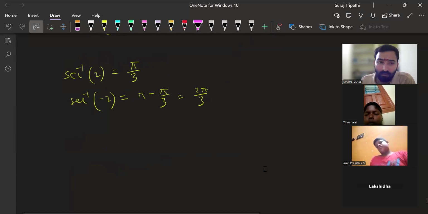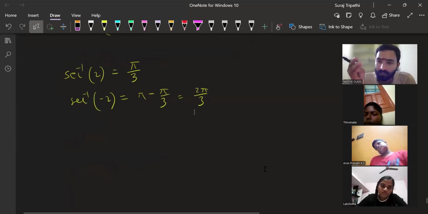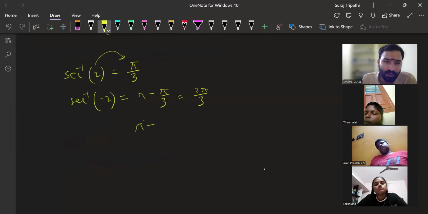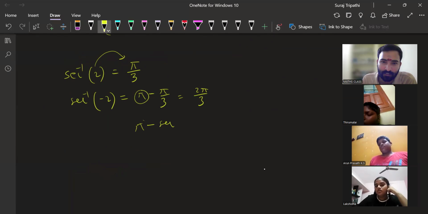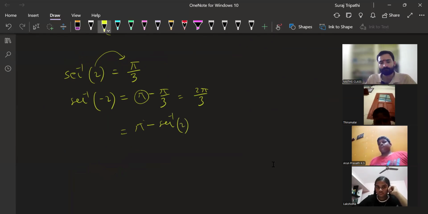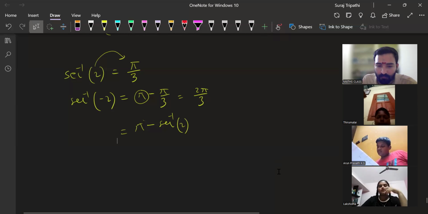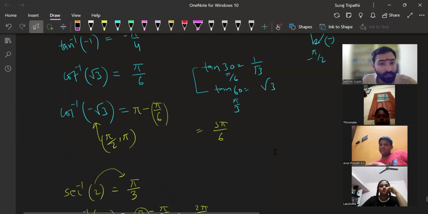So in case of cos, sec, and cot, you have to write pi minus the angle for the positive value. Here, sec inverse 2 is pi by 3, so sec inverse minus 2 will be pi minus pi by 3. In case of sec, you have to write pi minus sec inverse 2. Any doubt?